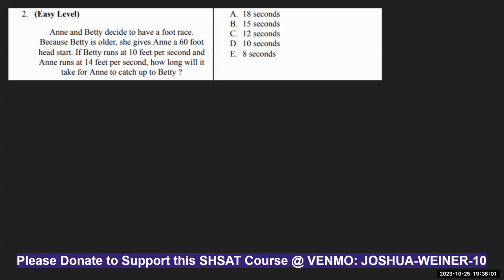Here we go. All right. So here's Anne, and Anne is running at 10 feet per second. And Betty is running at 14 feet per second. If we were to draw this out, if they started at the same time, that means that Anne would go 10 feet down the road, another 10 feet. But Betty would go 14 feet.